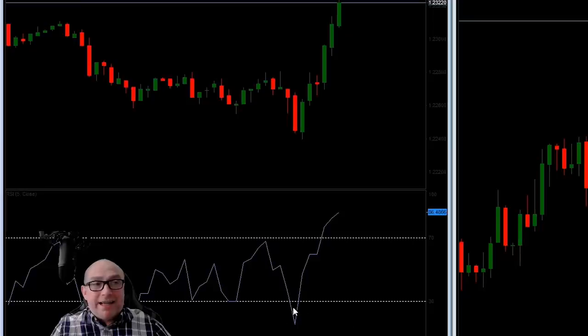You can see we're using the RSI indicator to perfect the timing of our entry on a pullback in an uptrend, or any particular trend. Downtrend of course would be the opposite.